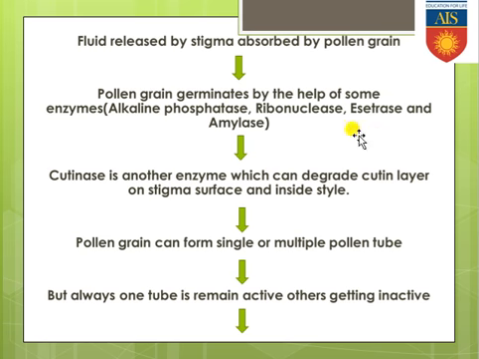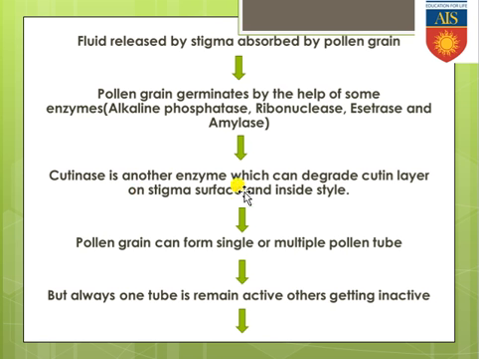Okay, pollen grain germinates with the help of some enzymes, obviously alkaline phosphatase, ribonuclease, esterase and amylase. These are the enzymes which are released by the pollen grain, and these enzymes are helping the pollen grain to germinate. Germinate means to produce the pollen tube.